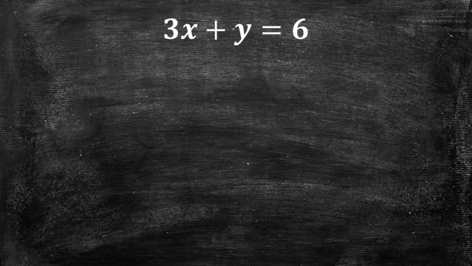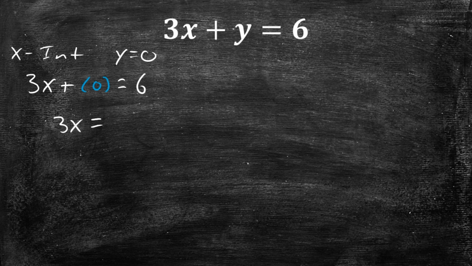Example number 3, we have 3x plus y is equal to 6. So to find our x-intercept, we set y equal to 0. So let's go ahead and substitute that. We get 3x plus 0 is equal to 6. All right, so when we simplify, we get 3x is equal to 6.